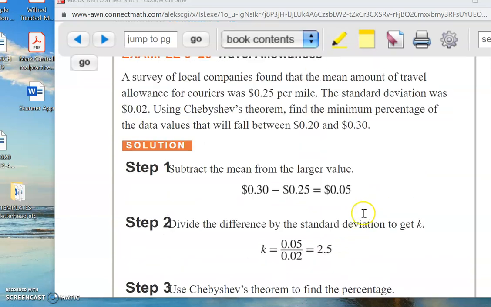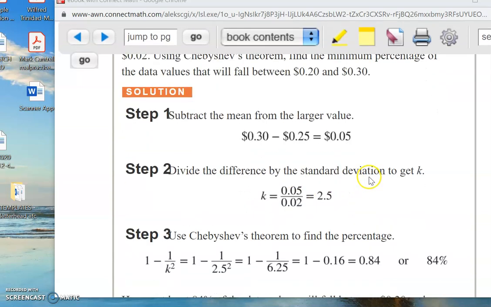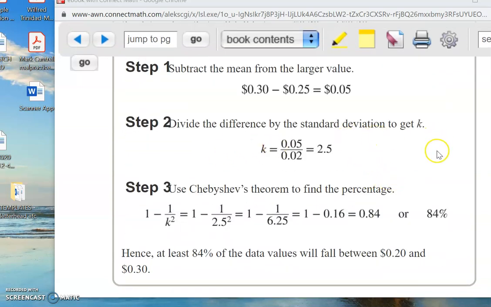Now, how do we go about this? We subtract the mean from the larger value, the 30 cents. We're interested in between 30 cents and the mean. What's that delta? Delta means difference. It's a mathematical term. So it's 30 cents take away 25 cents, which is 5 cents. And then this step 2, I think you're going to need a little help with. Divide the difference by the standard deviation to get K.